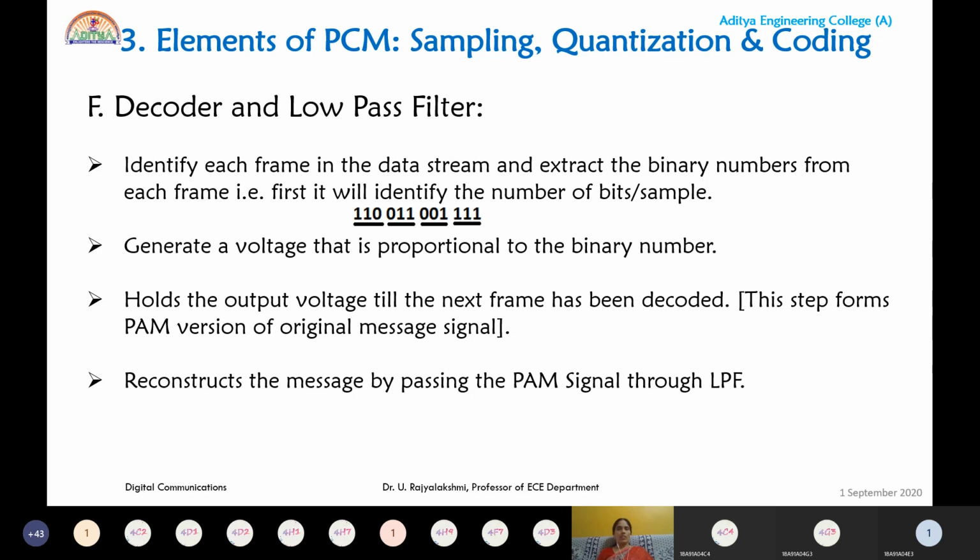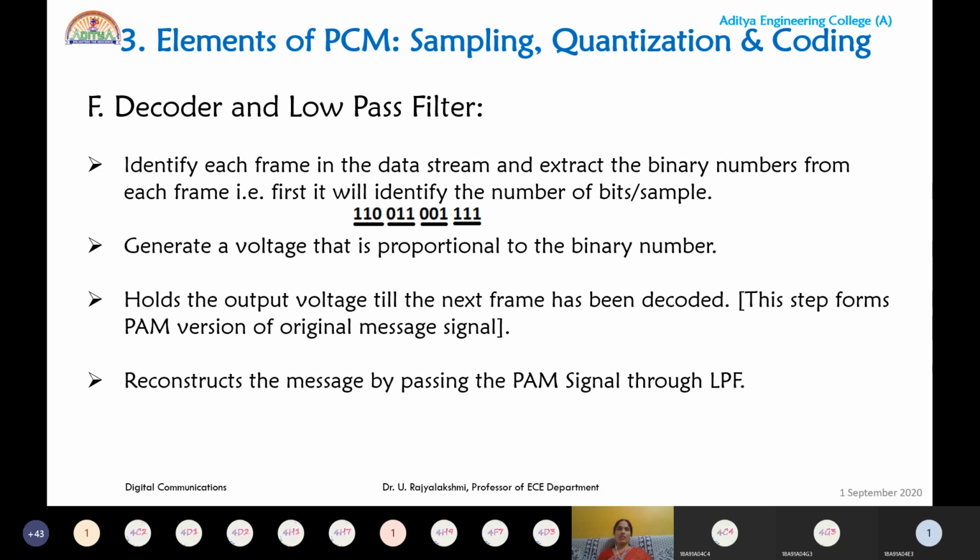So how many elements are there in the transmitter section? Low pass filter followed by A to D converter. The A to D converter consists of sampling, quantization and encoder. Next, the PCM signal is generated, and that is fed to the channel. In the channel you will have a number of repeater circuits in order to regenerate the distorted PCM signal.